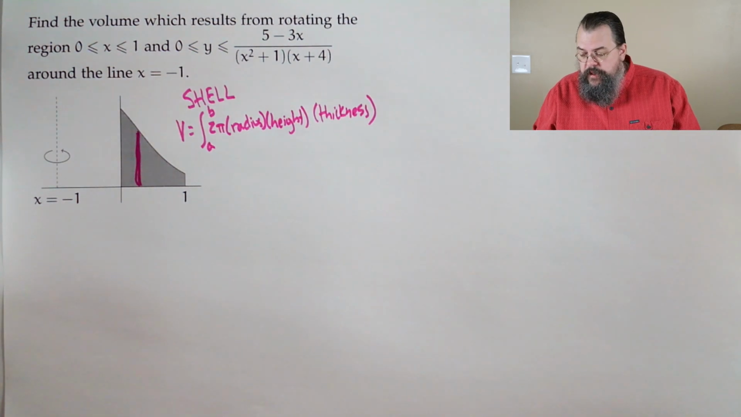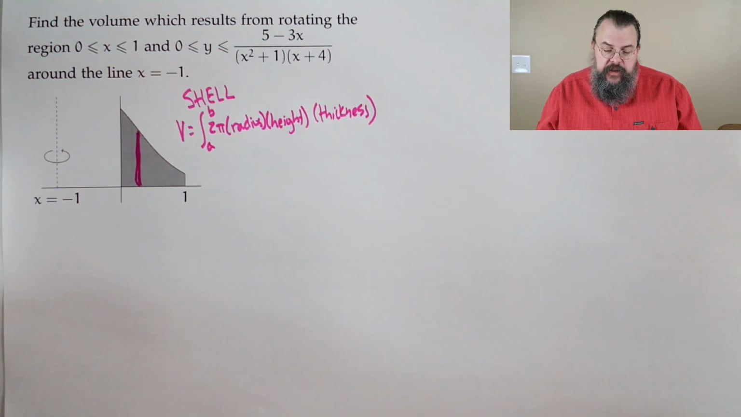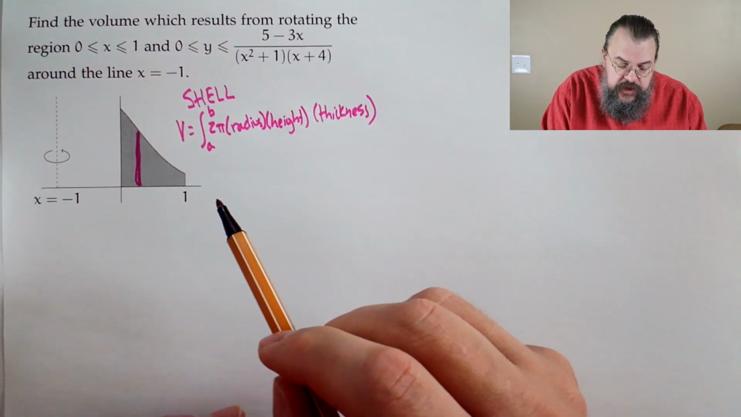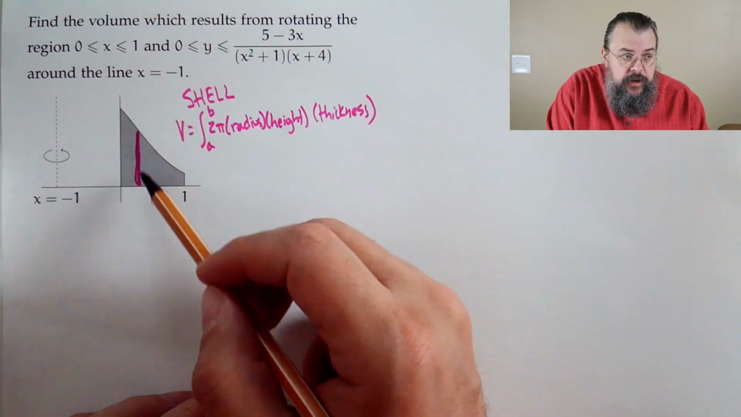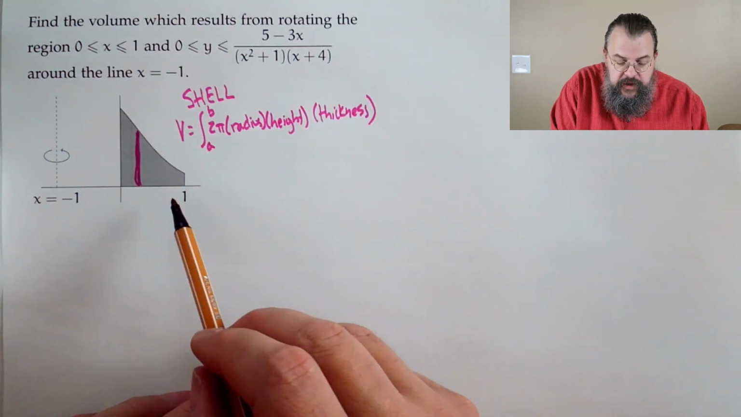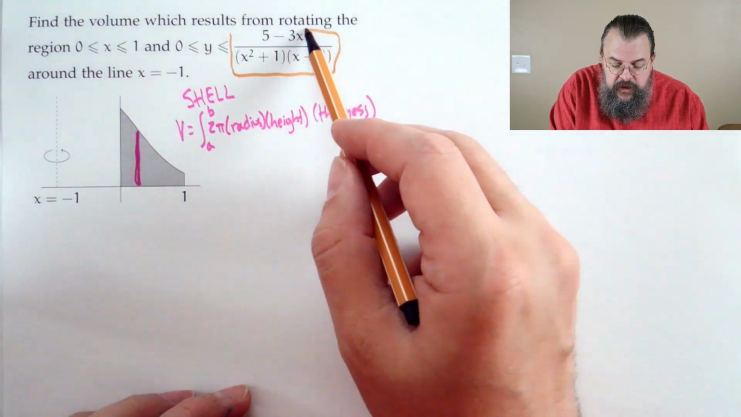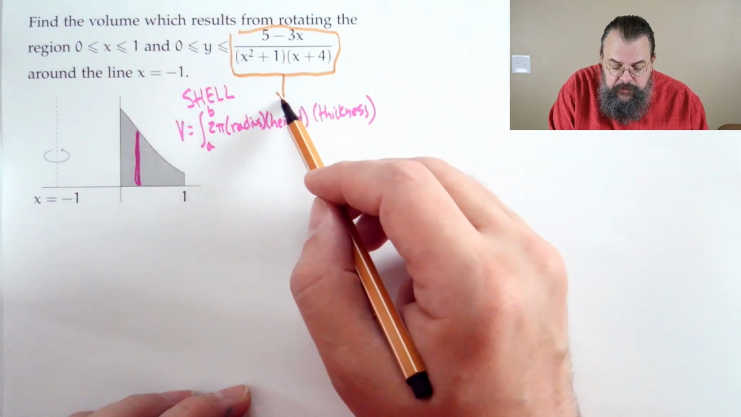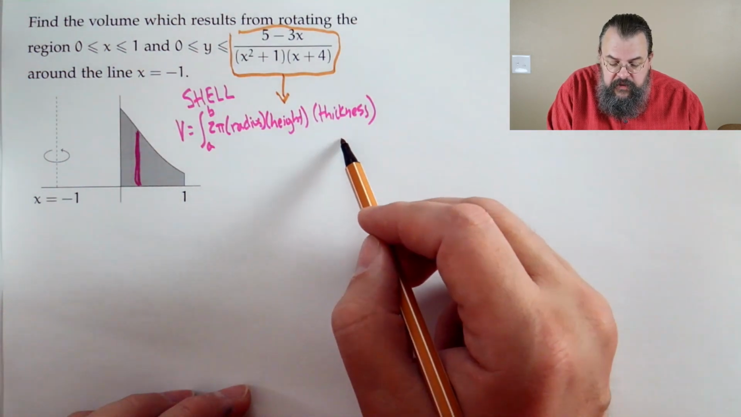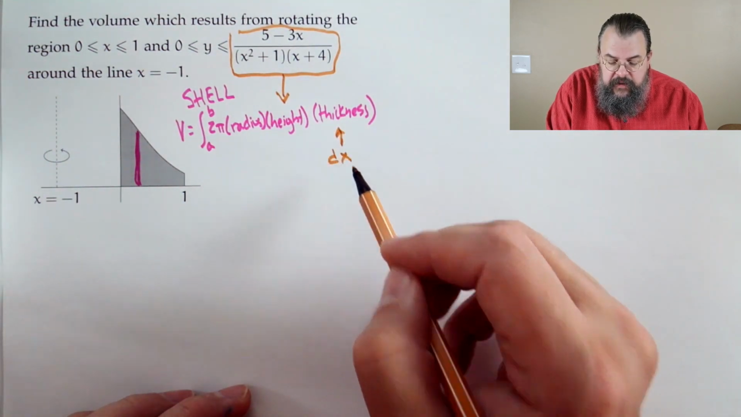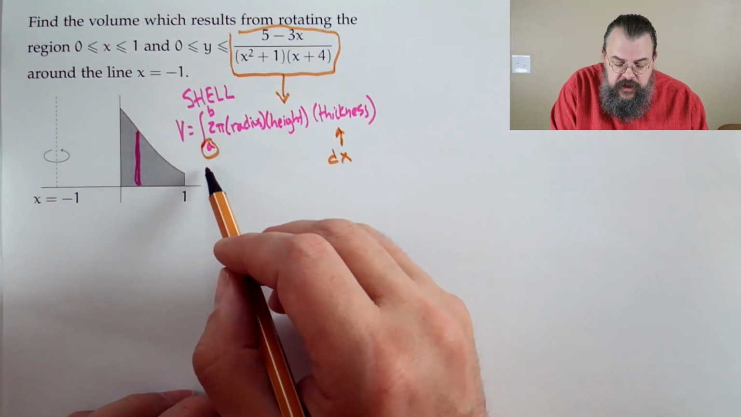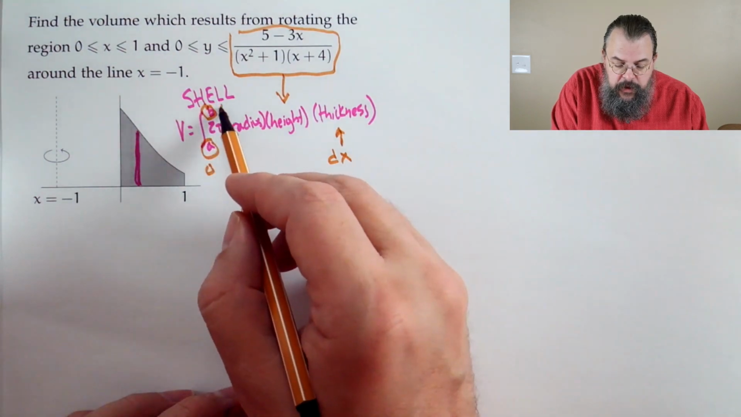Okay, so let's talk about what the pieces are. Now, the height, that's actually just going to be how far up and down we go. So it's from this bottom curve, 0, to this top curve. So this piece right here, that's our height. Our thickness, that's our dx. Our bounds are 0 and 1.